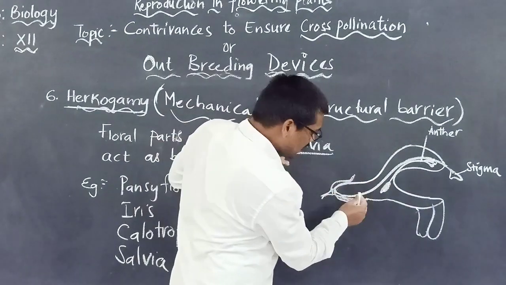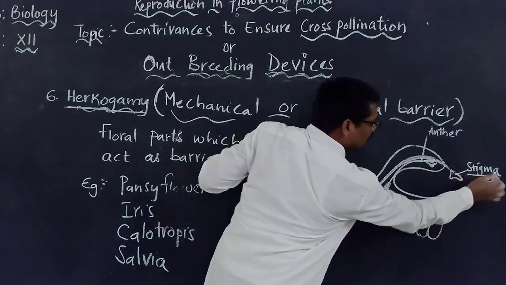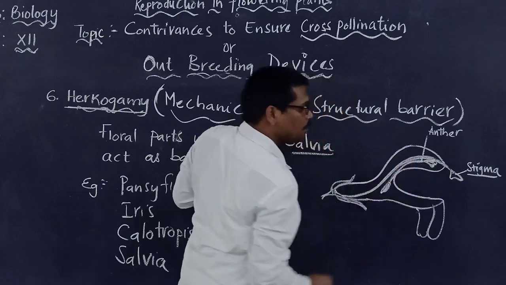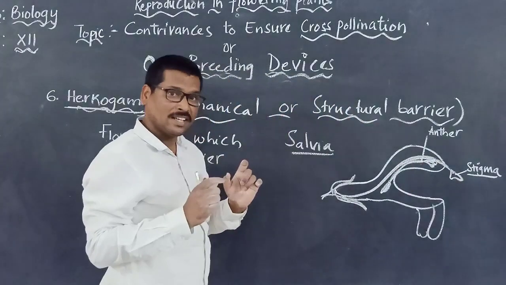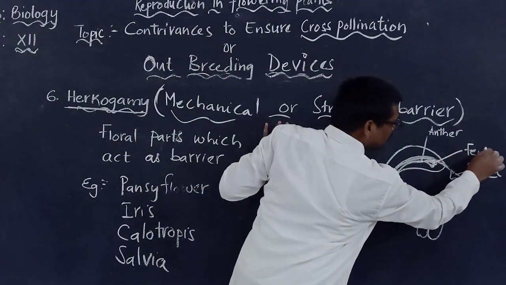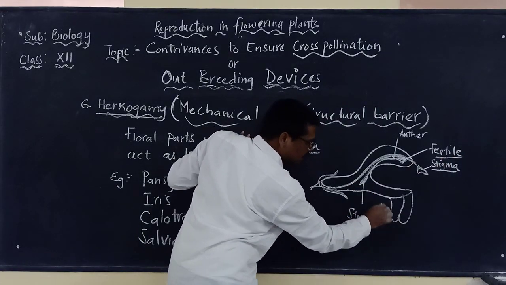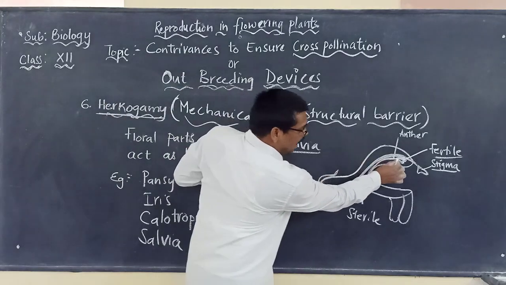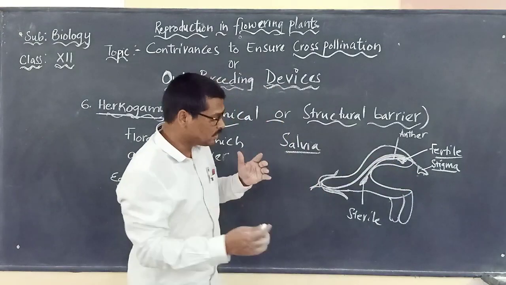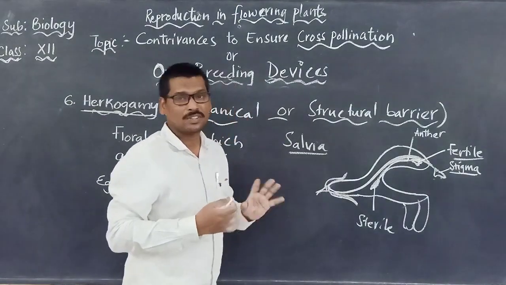If you are seeing the diagram very clearly, this part that is coming out is the stigma, which is the female part. And just after that, you are seeing the male part, the anther. But the anther has two parts. One part of the anther is fertile, and the other part is the sterile part of the flower. Here the anther is far away from the stigma. Now the chances of self-pollination are very less. So they have to go for cross-pollination.